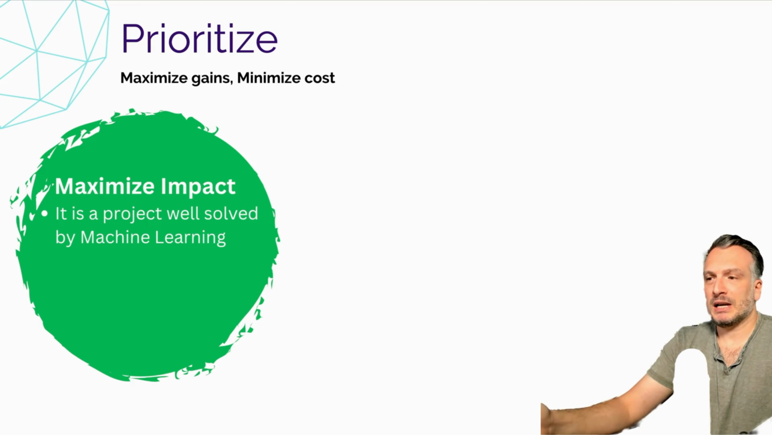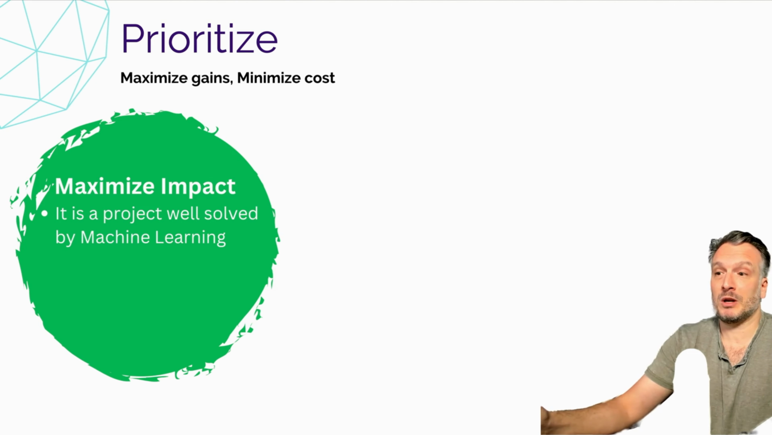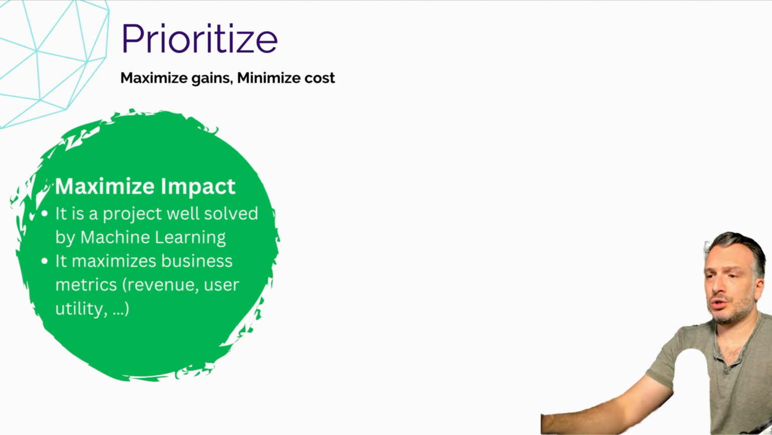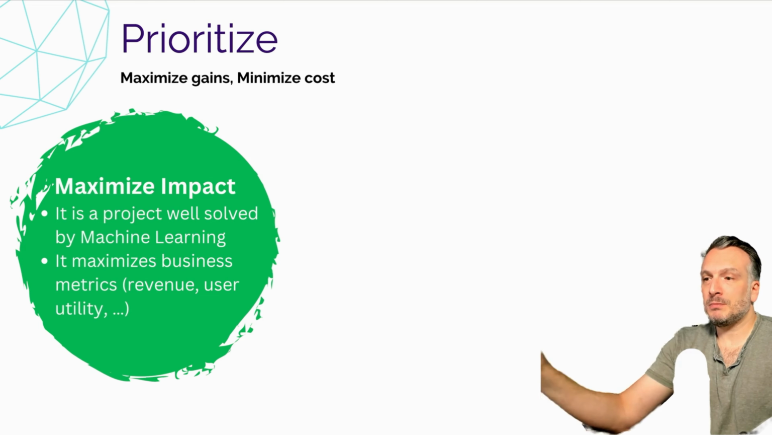To maximize impact, think if your project is well solved by a machine learning solution. This is not always the case. We always want to apply machine learning, but it's not always the case that machine learning is going to solve the problem that is there. You need to make sure you can tie down your solution to business metrics. So you need to be able to measure that what you implement will have an impact on the business metrics, on the revenue, on the user utility, etc. So it is very important to be able to tie down what you're working on with some important business metrics.